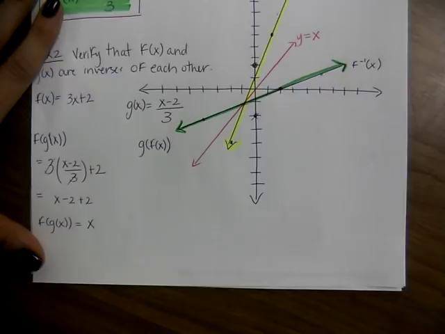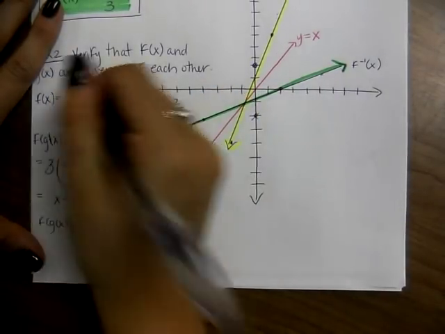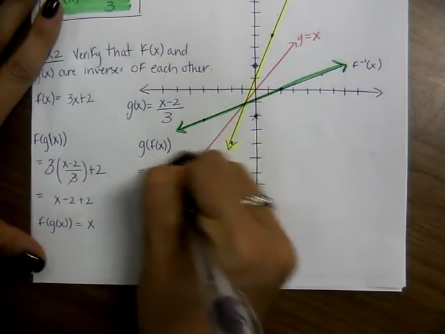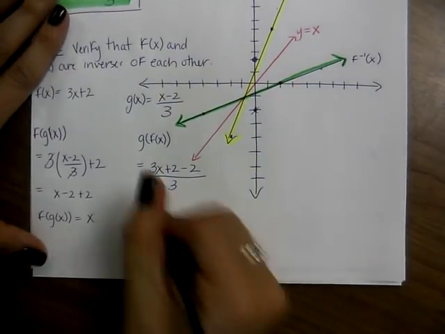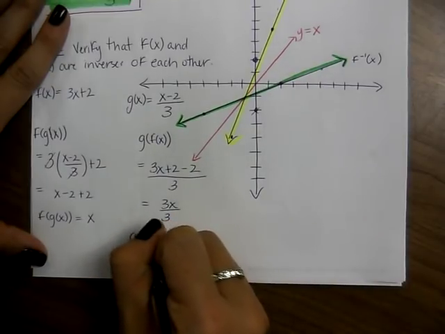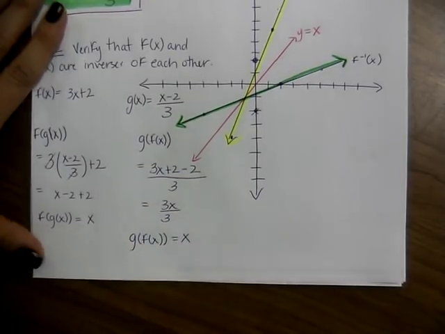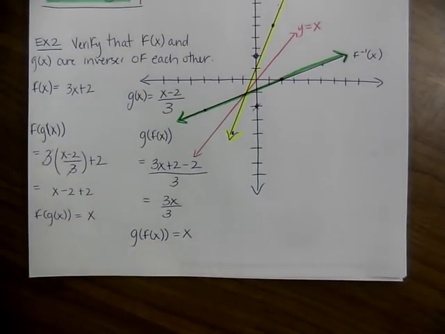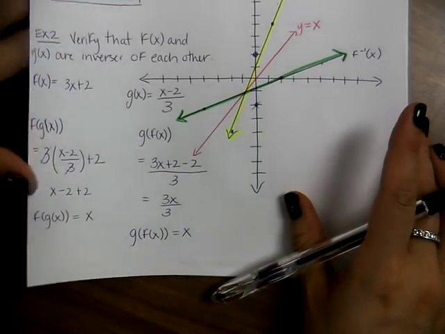Okay, now it's not enough just to do one side. You have to do the other side as well. So now we're going to do g of f of x. So now I'm going to take f of x and I'm going to plug it in everywhere I see an x in g. So those 2's cancel. I have 3x divided by 3, and then g of f of x equals x. Once you've shown that both of those are equal to x, then you've proven that they are inverses of each other. Make sense?